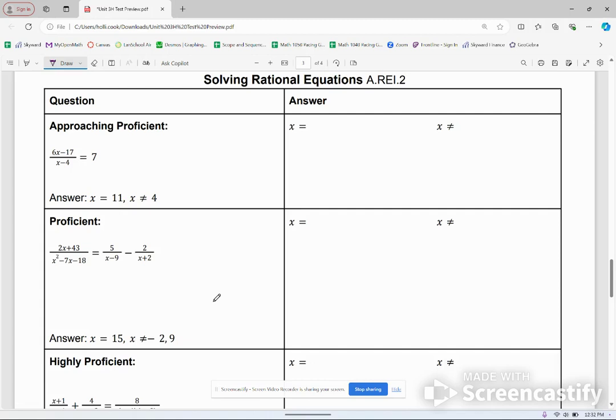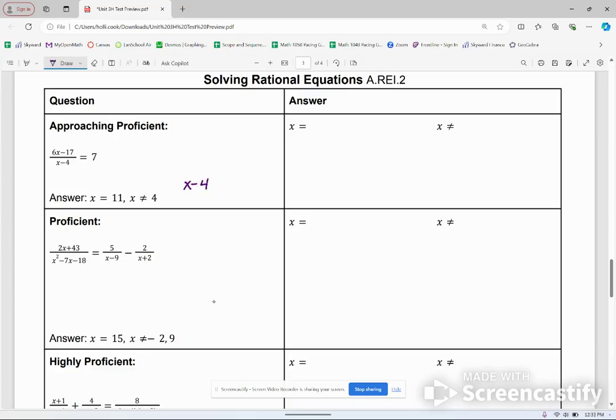Okay, solving rational equations. So when we're solving these, we need to figure out what x equals. We're solving for x, and then we also need to look at our domain restrictions. So I think it's easiest to just do domain restrictions right off the bat, right? We just look at our denominator. We have x minus 4.